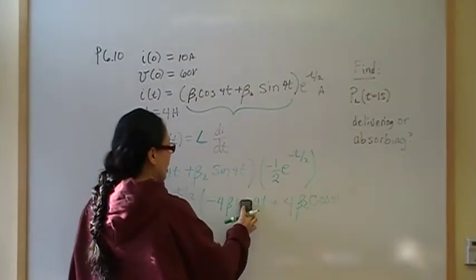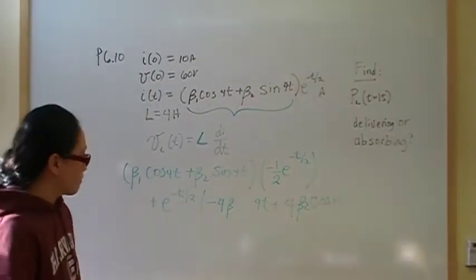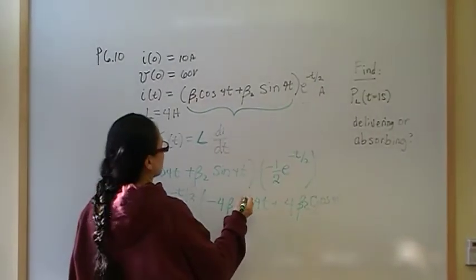And this should have been a sine. Oh my goodness, I have lousy pens today. Beta 1 sine.